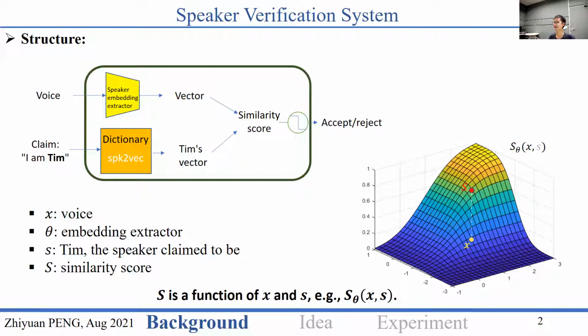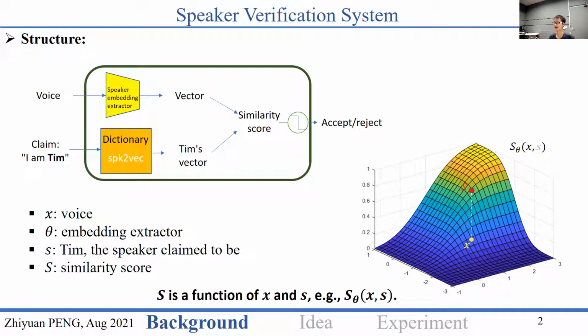voice biometric identity. Along with the extractor, there is a dictionary that fetches the enrolled speaker vector of the person claimed to be. If the two vectors match, for example, their cosine similarity score reaches a predefined threshold, the claim will be accepted. For simplicity, let X be the input voice, theta be the embedding extractor, s be the speaker claimed to be, and the capital S be the similarity score.